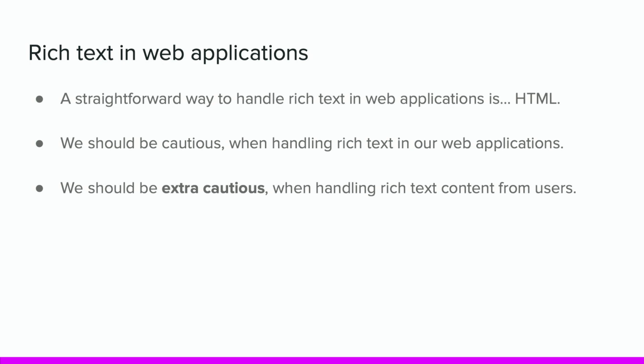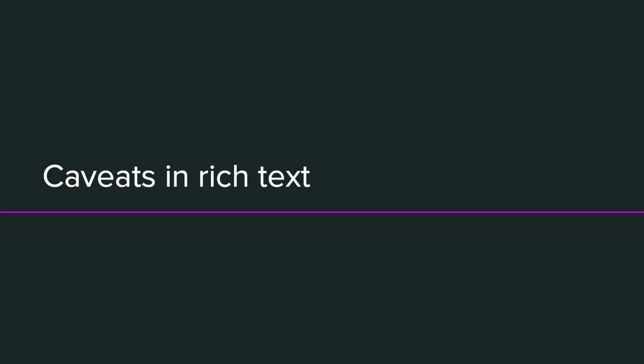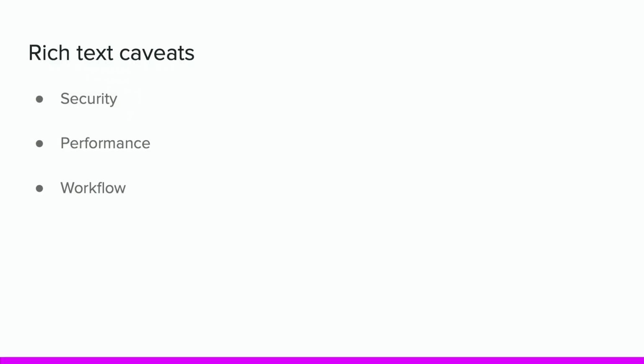A straightforward way to handle rich text is to store it as HTML, which is the native way to render it in a web application. Cool. We should be cautious, though, when we handle rich text in our web applications, because essentially HTML is an application itself, and strange things can happen. And we have to be extra cautious when this content comes from our users, which are an untrusted source. Not because they're bad, but because they can be. So let's see a few caveats in rich text.